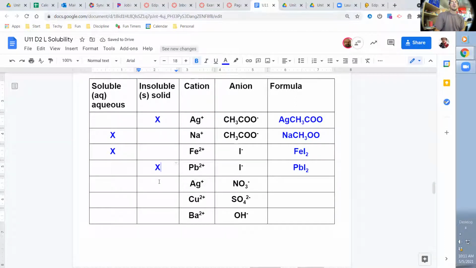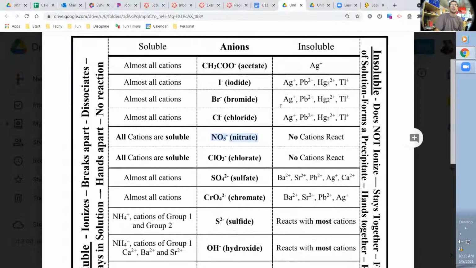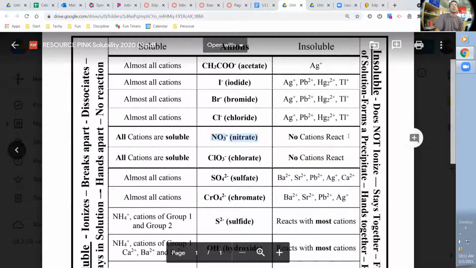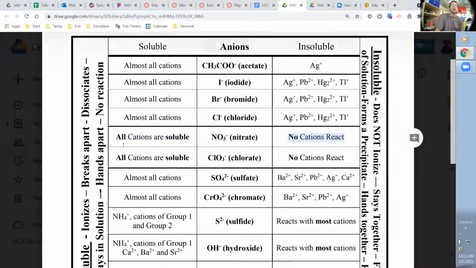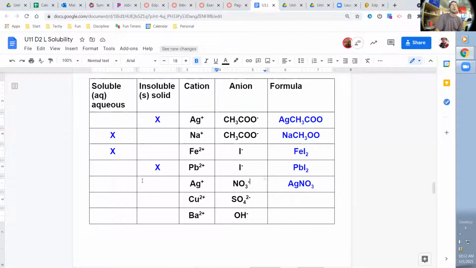Next one is silver nitrate. It's a +1 charge and a -1 charge, so we only need one of each. So it should be AgNO3. And we're looking for the nitrate on the solubility chart. We're not looking for the silver first. We're looking for the nitrate. So let's look at the anion first. The anion is nitrate, located right here. And look at this. No cations react, meaning all cations are soluble. That means anything that is bonded to nitrate is in the soluble column. So we're going to go ahead and mark soluble.